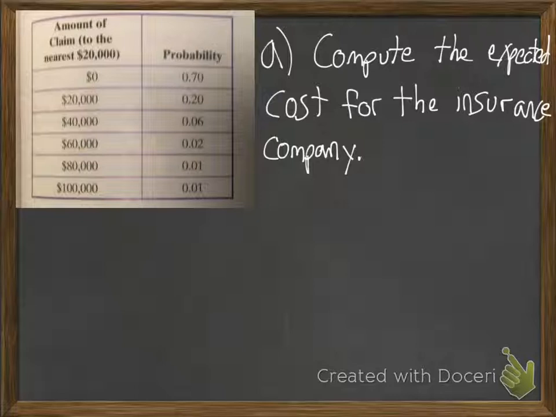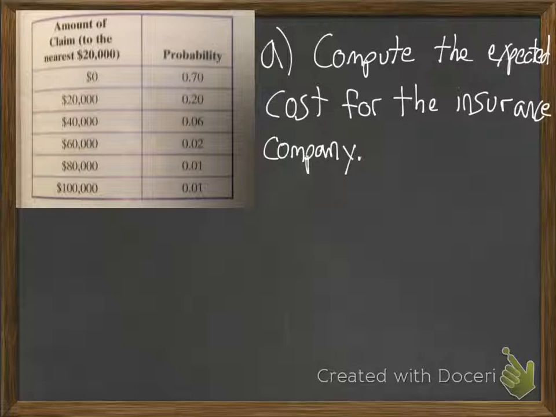So what we do when we find expected value is we take the outcome, the amount of the claim to the nearest $20,000, times its probability. Now we have to keep in mind, for the insurance company, we can do this one of two ways. We can treat these as negative, or just realize, hey, it's the cost to them, so we can treat them as positive. It just really depends on the context that you want to go into. So we just want to take each one of these.